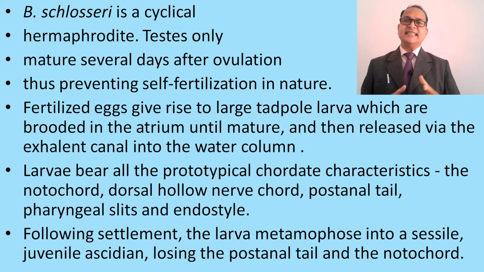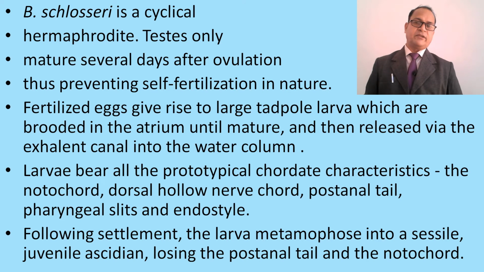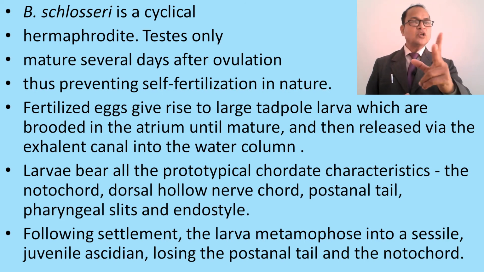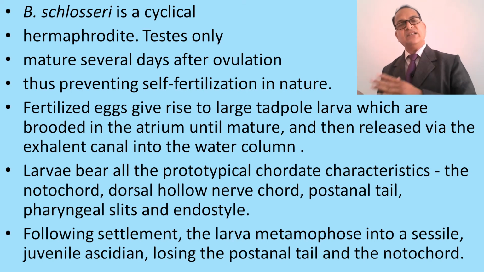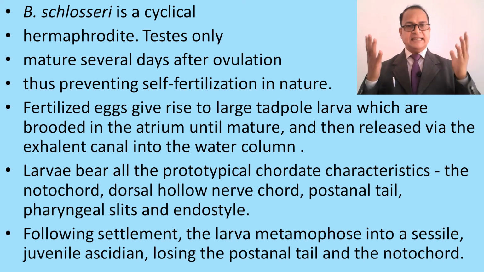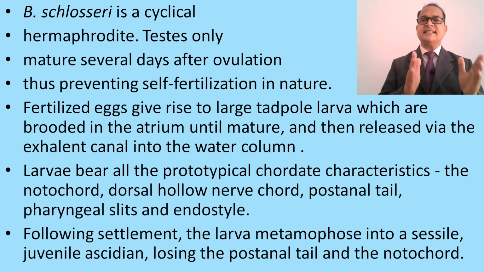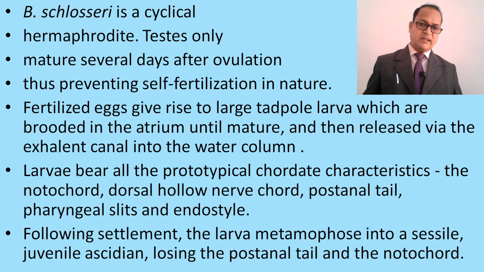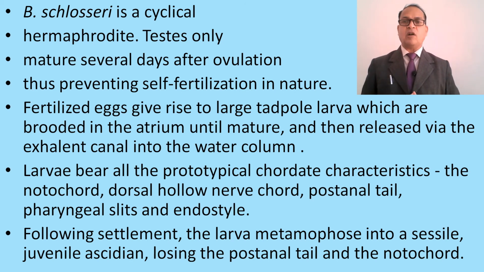Botrylus schlosseri is a cyclic hermaphrodite. Testes only mature several days after ovulation and thus prevent self-fertilization. Only cross-fertilization occurs, because the testes and ovary are not mature at the same time. Fertilized eggs give rise to a large tadpole larva, which is brooded in the atrium until mature and then released via the excurrent canal into the water column.